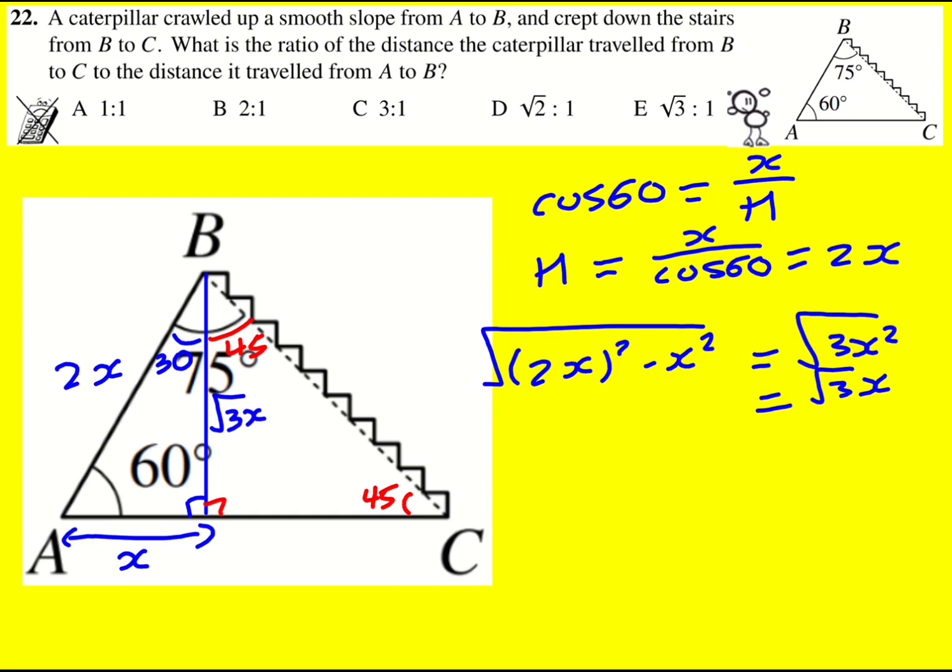Now that is actually very, very useful because this must also be root 3x because it's an isosceles triangle. And as the caterpillar creeps down the stairs, that's how much it's going along. It's going along root 3x, and it's also going down root 3x. So overall, the caterpillar to go from B to C is going to be 2 lots of root 3x.